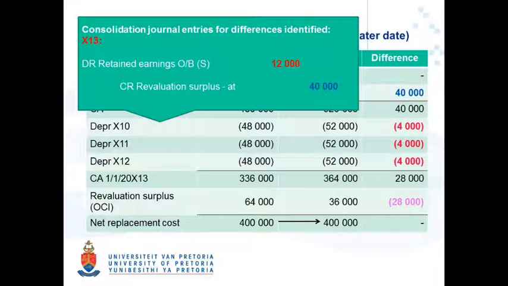The items in S that do need adjustment are the retained earnings opening balance for the previous 3 years, additional depreciation of 4,000 Rand each. The question is now, where do we take the adjustment for the 28,000 OCI adjustment in the current period? S accounted for a 64,000 credit in its separate financial statements through OCI, whereas in the group financial statements it should only be a credit of 36,000. How do you change a 64,000 credit to be a 36,000 credit? With a debit to revaluation surplus through OCI of S, 28,000 Rand. We have now written consolidation journals for all differences identified.